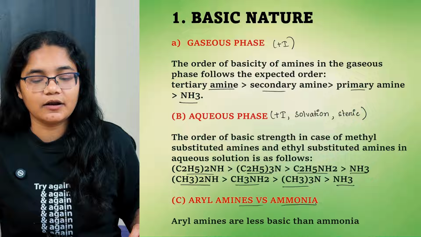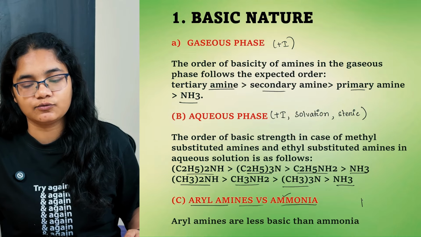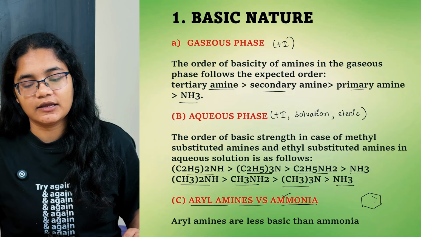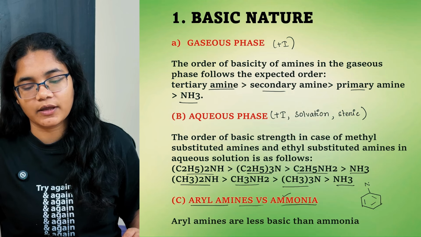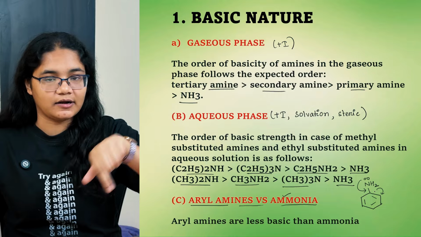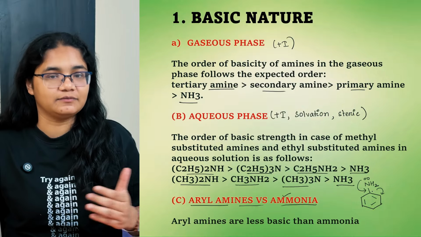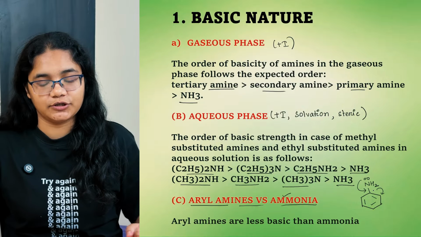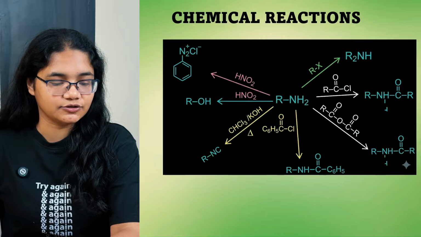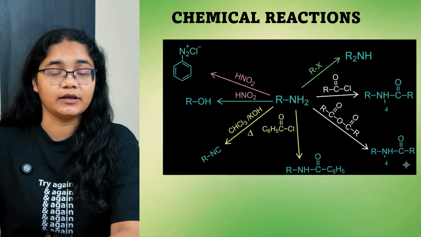Now, aryl amines and ammonia: ammonia is definitely more basic, because in aryl amines, if you see the structure, we have this NH2 group, and in the NH2 group the lone pair of electrons is under resonance. So these electrons are under resonance, and as a result the aryl amines are less basic, since the electrons are not available for donation.